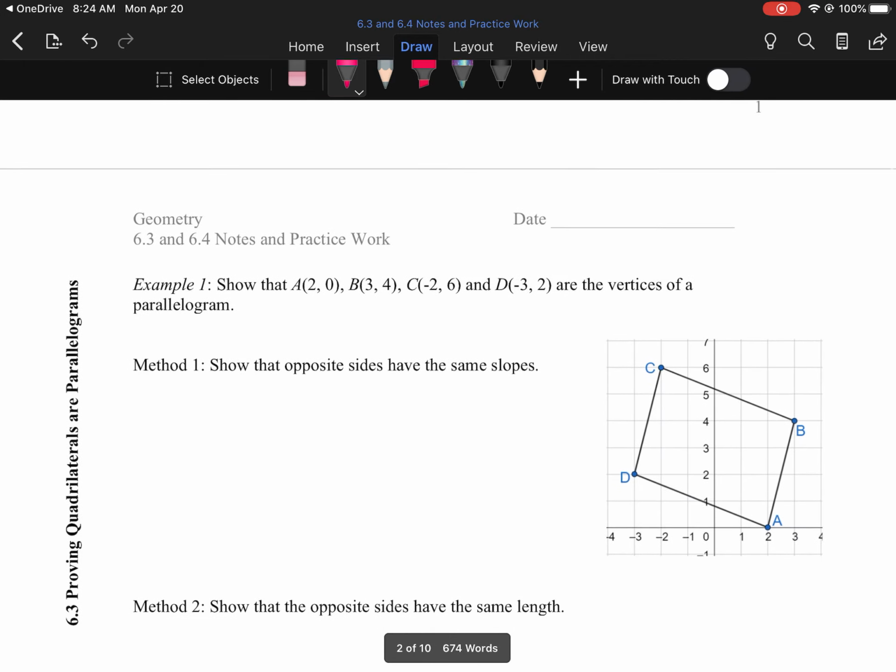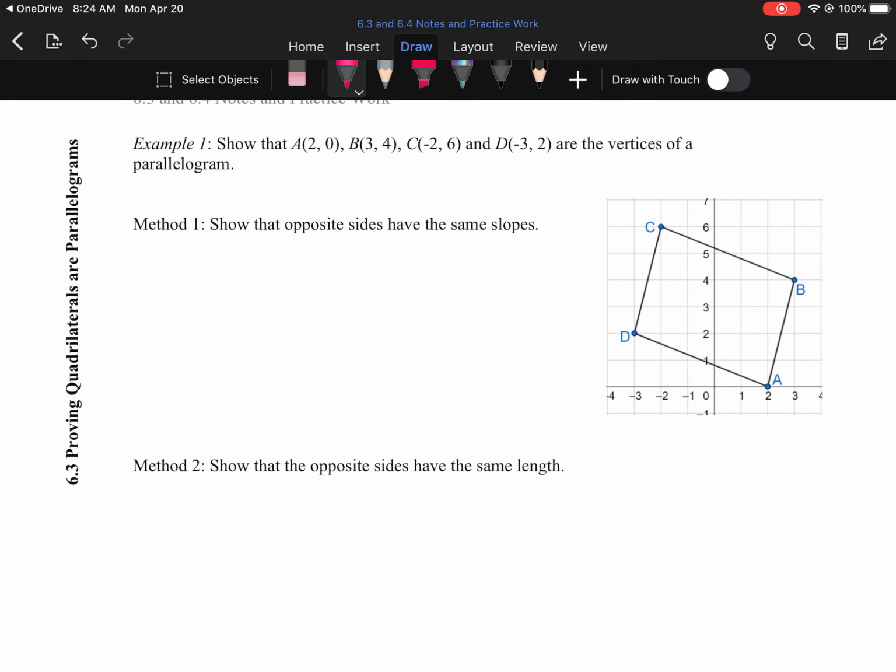All right, so moving right along. First example, and this is the one that's going to take the most time, because I'm going to show you 3 different ways. Just know that when you go to your turn, you can pick your favorite way, so you don't have to solve each problem 3 different times. So it says show that A, B, C, D are the vertices of a parallelogram. So the first way we're going to use, and remember, you pick your favorite once we're done with all 3, show that opposite sides have the same slope.